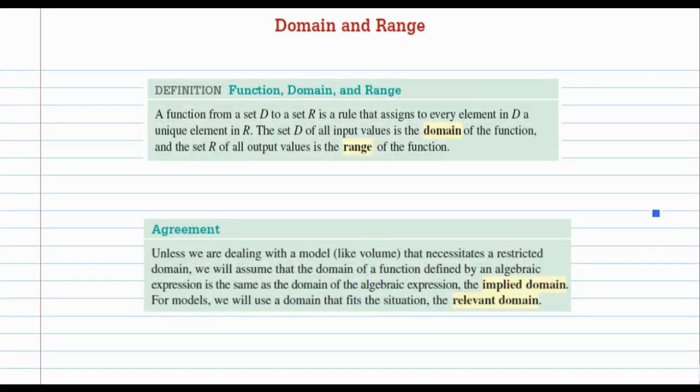This is the screencast for section 1.2, example 3, domain and range. You touched on domain and range a little bit in Algebra 1 and Algebra 2.